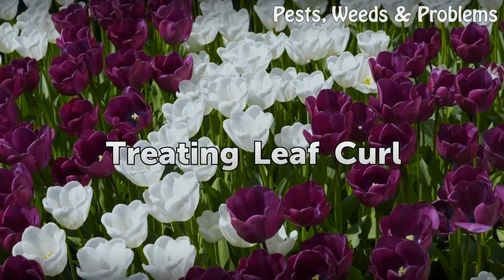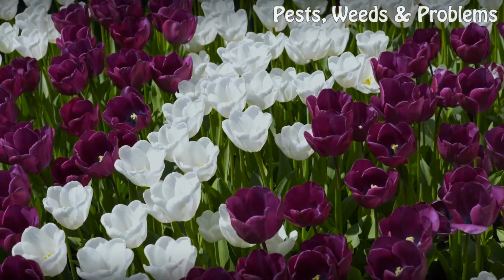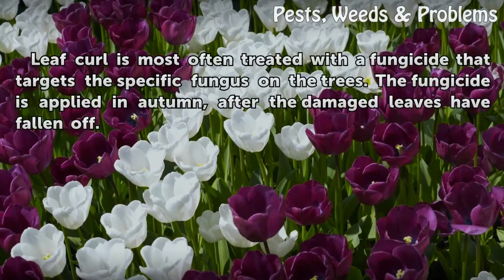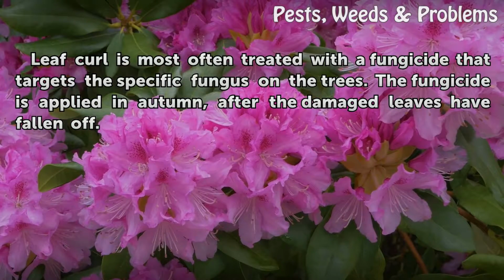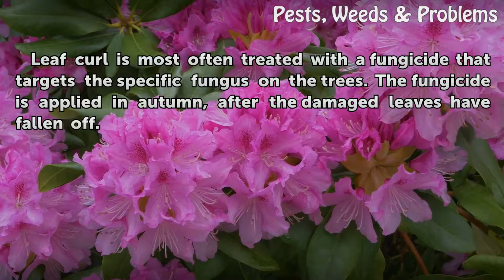Treating leaf curl. Leaf curl is most often treated with a fungicide that targets the specific fungus on the trees. The fungicide is applied in autumn, after the damaged leaves have fallen off.